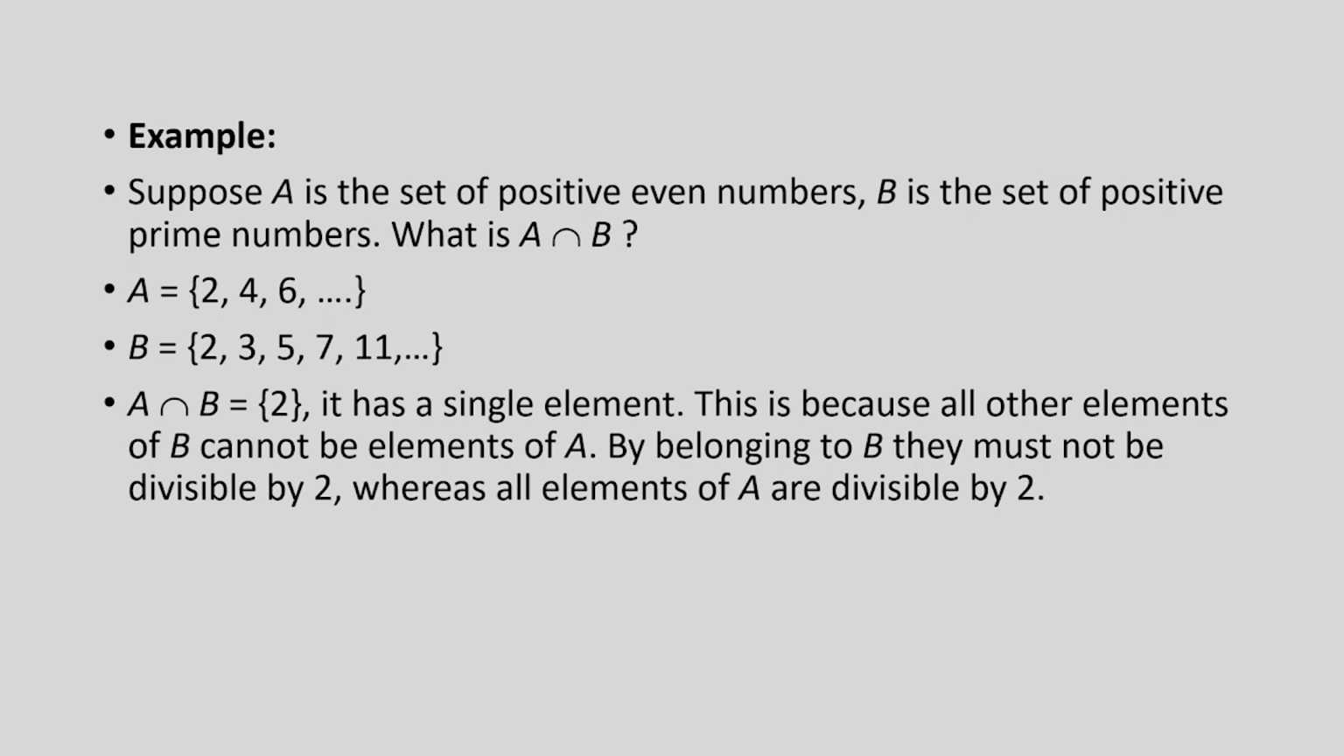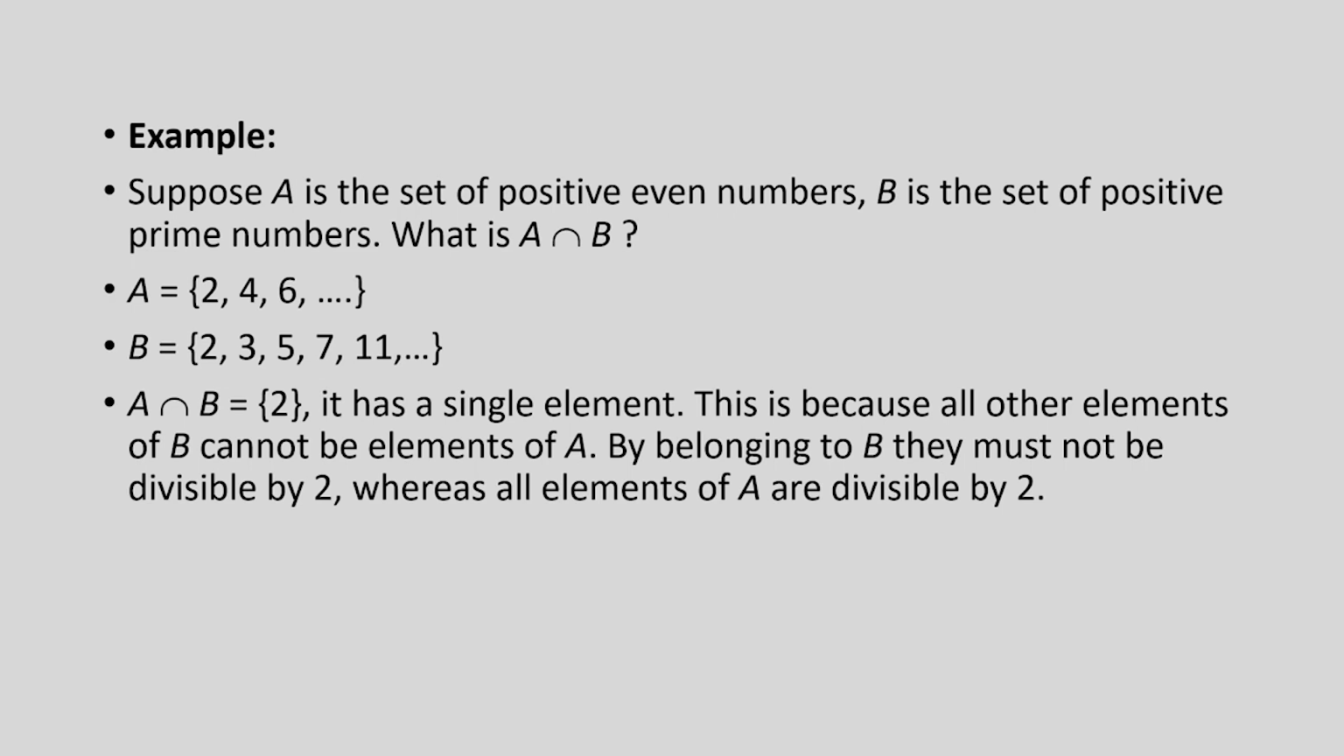So, first let us try to write these two sets. Here A will be the set of positive even numbers, so it will be 2, 4, 6, 8, 10, and so on. And B, the set of prime numbers: 2, 3, 5, 7, 11, 13, 17, 19, it will go on like that. So, what is A intersection B?